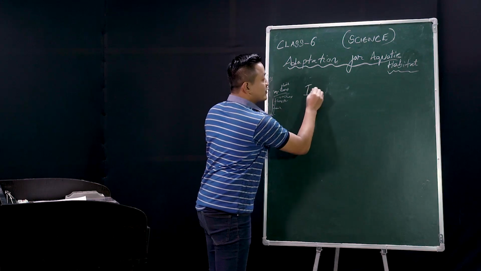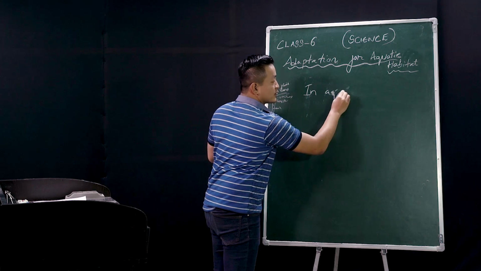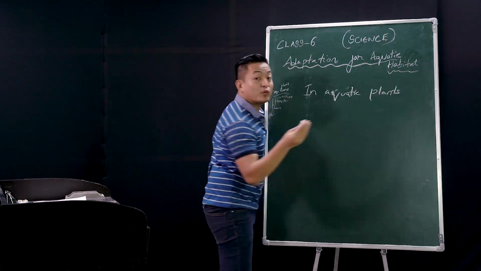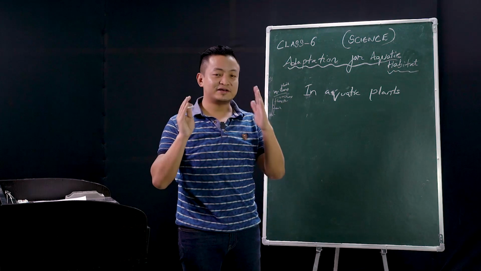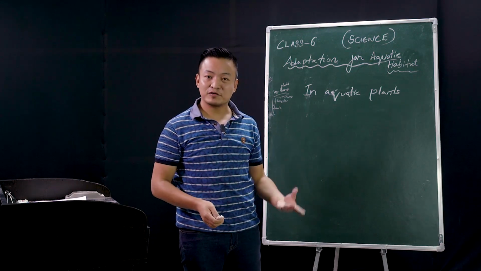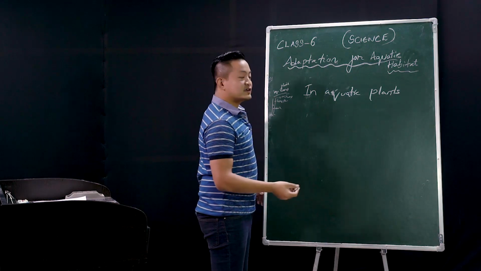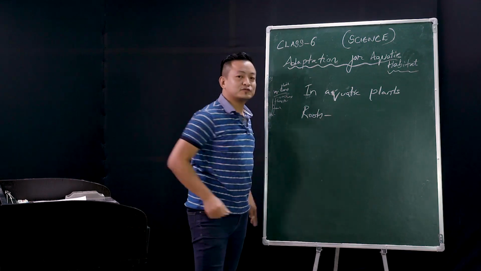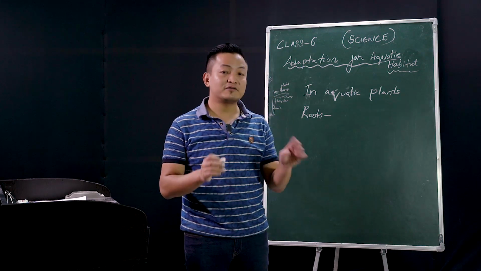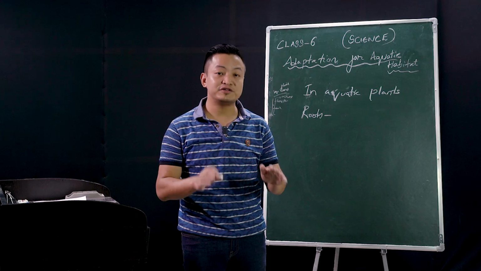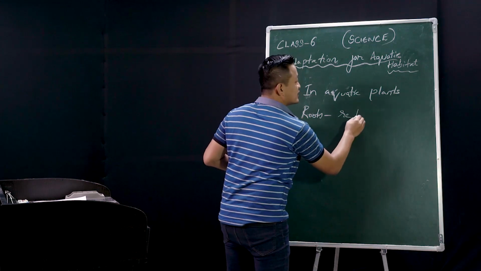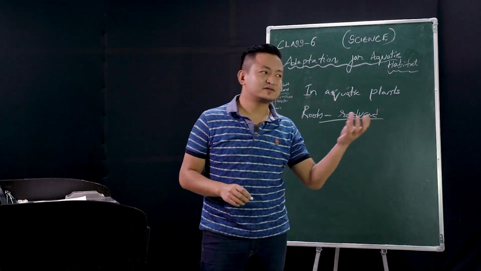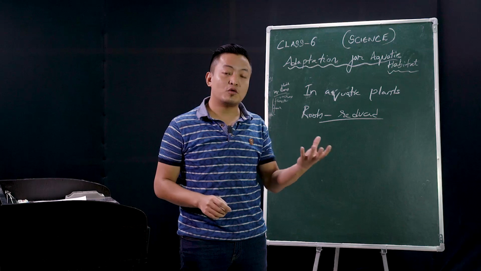So in aquatic plants, let's take a common example, the water lily. Just imagine a water lily, you see that, right? In the water lily, the roots will not be like those of a normal plant. They are reduced, the roots are short. And why are the roots reduced? The main reason is just to hold the plant.